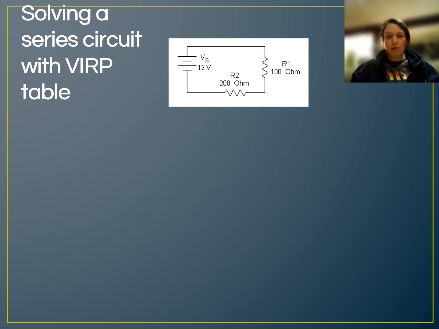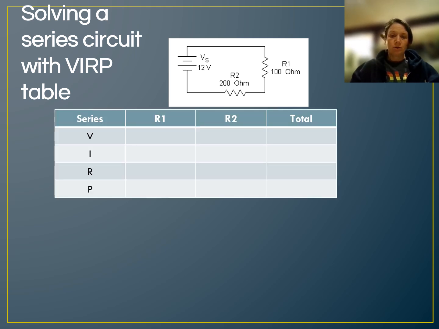So in this circuit, we know that we have a 12-volt battery, a 100 ohm resistor labeled R1, and a 200 ohm resistor labeled R2. One of the tools I like to use is called a VIRP table, although actually the VIRP table will be a little bit slow for the AP test, but we can see the patterns really nicely on this, and ultimately you can jump to the spots that you actually need without doing the entire table.